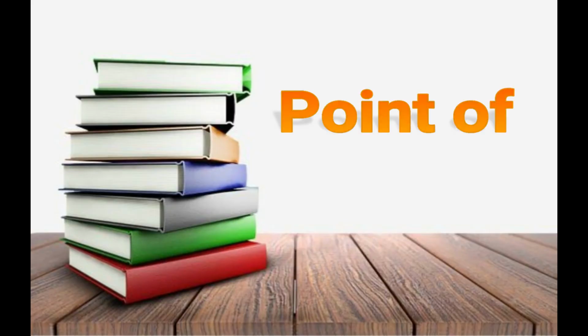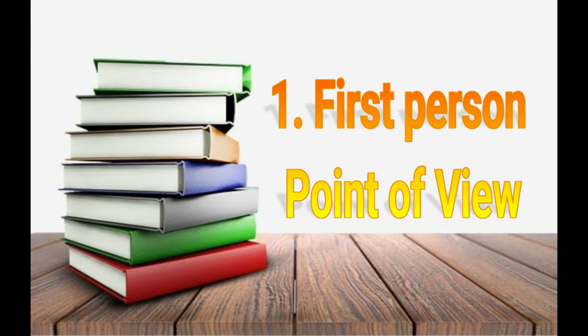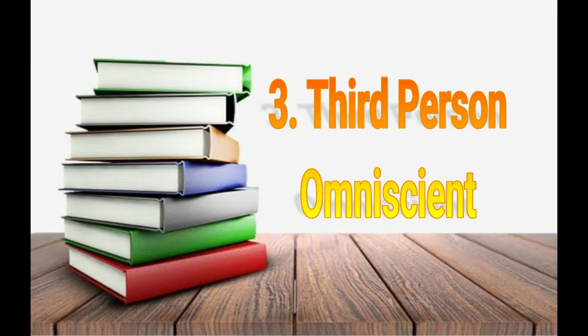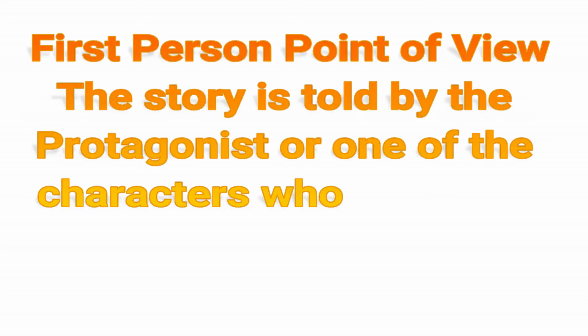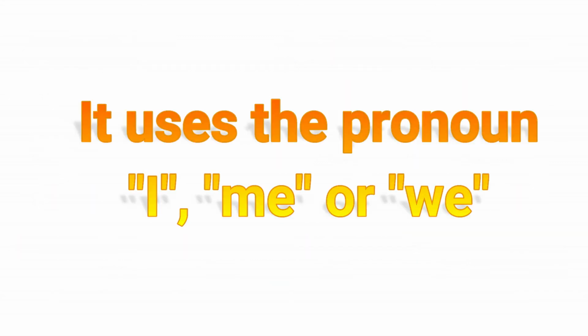The other element is the point of view. It is the angle from which the story is told. There are three main types of point of view, which are the first person point of view, the stream of consciousness, and the third person omniscient. In the first person point of view, the story is told by the protagonist or one of the characters who interacts closely with the protagonist or the other characters. It uses the pronoun I, me, or we.